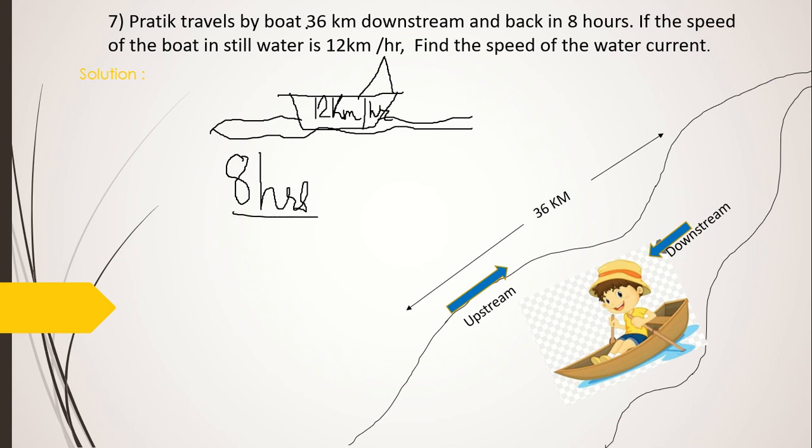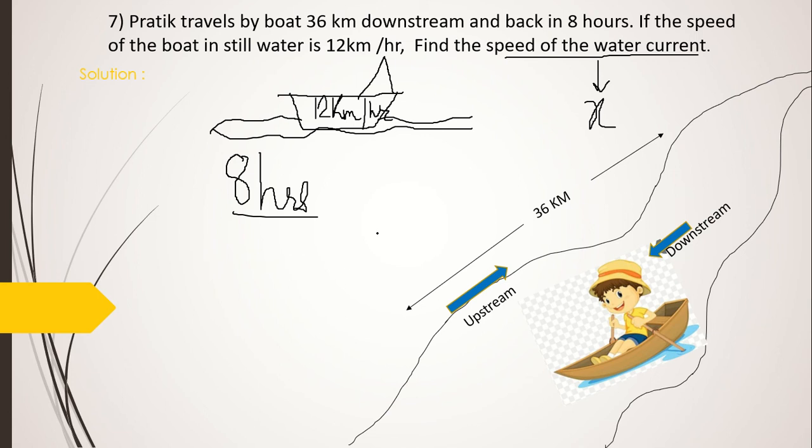See, Pratik travels by boat 36 km downstream and back in 8 hours. Now you have to understand one thing. We have to find the speed of the water current. We don't know it, so we assume it to be x. Let the speed of the water current be x, because in this case the water is not still. Where Pratik is going, the water is flowing, because he is going downstream and upstream. That's why they have asked us to find the speed of the water current.